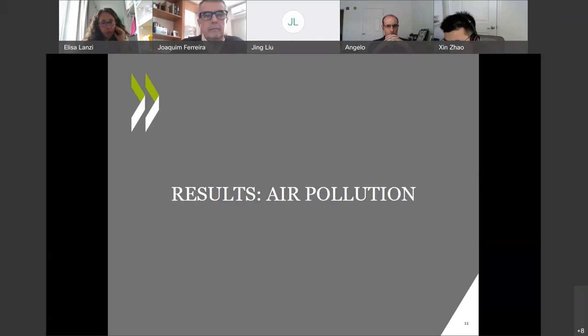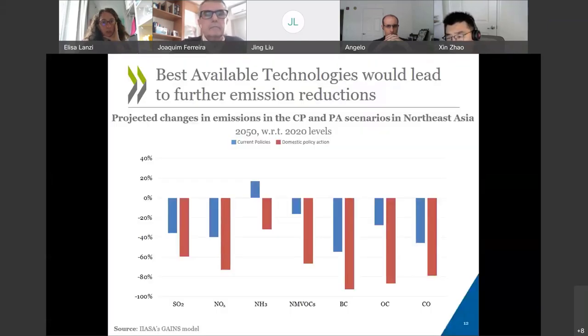All right, so I'll go on to show some of the main results. This slide shows the emission changes in the two scenarios, with current policies and with domestic policy action. What we find is that already with current policies, there are emission reductions, as you can see, with the exception of NH3, which slightly increases with current policies. However, with policy action, more is done, and for some pollutants, the emission reductions more than double. And NH3 actually decreases as well, like other pollutants. So the policy action is more effective in reducing air pollution.